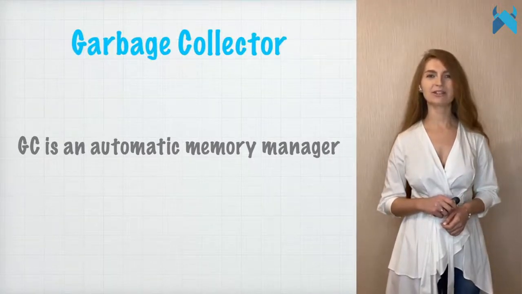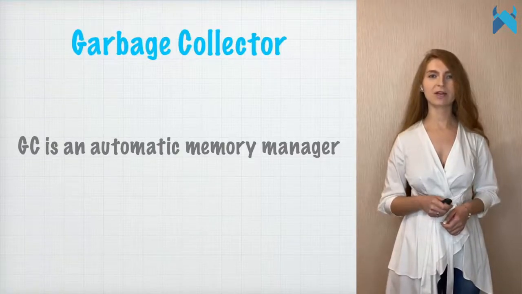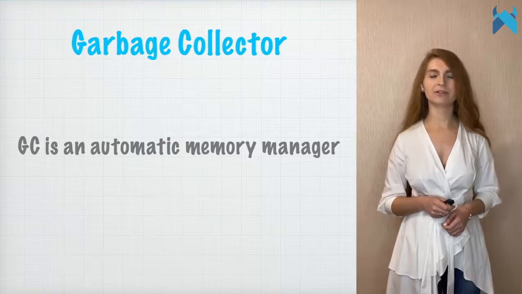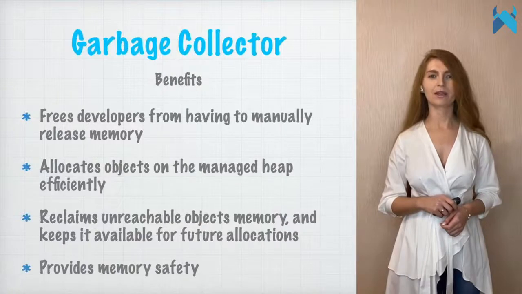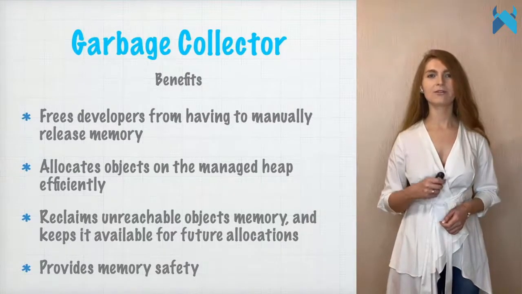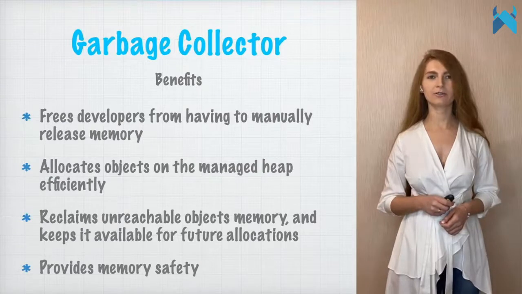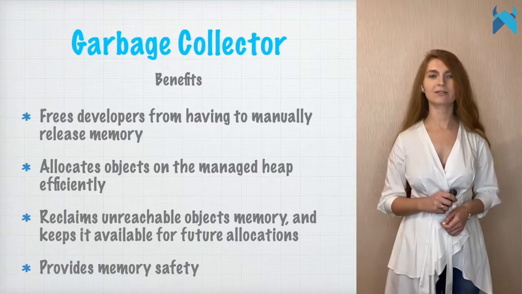Automatic memory management can eliminate common problems such as forgetting to free an object and causing a memory leak, or attempting to access memory for an object that has already been freed. The Garbage Collector provides the following benefits: frees developers from having to manually release memory, allocates objects on the managed heap efficiently, reclaims objects that are no longer being used, frees their memory and keeps it available for future allocations, and provides memory safety by making sure no two objects will have to fight for the same memory slot.